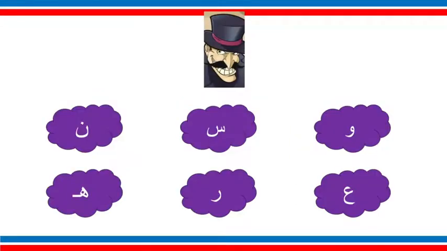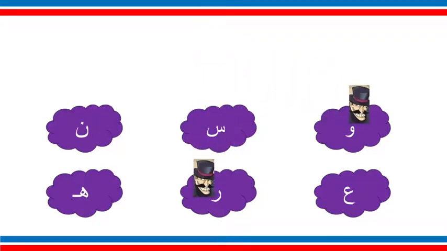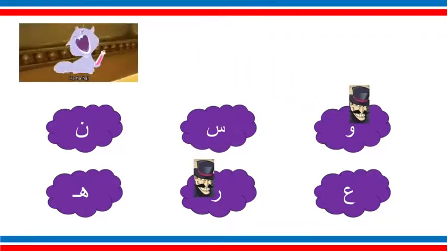Next question. We have these 6 letters. Which letter is a prank letter? Think. Pause the video. Okay, now we have these 2 letters, wa and ra. Both are prank letters. I didn't say it should be one letter only.